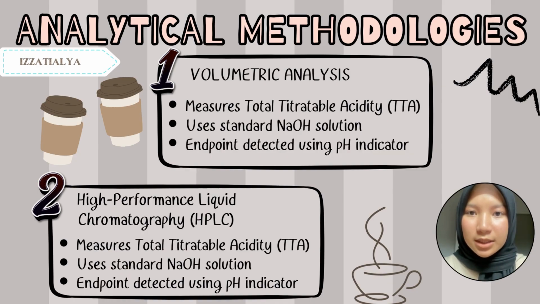The second method is high-performance liquid chromatography, or HPLC. In this technique, coffee compounds are separated inside a chromatography column, allowing caffeine to be identified and measured accurately. Compared to titration, HPLC provides much higher precision and sensitivity, making it the preferred method for quality control in the coffee industry.